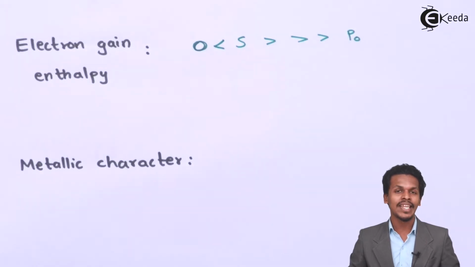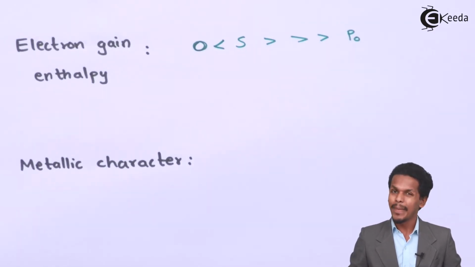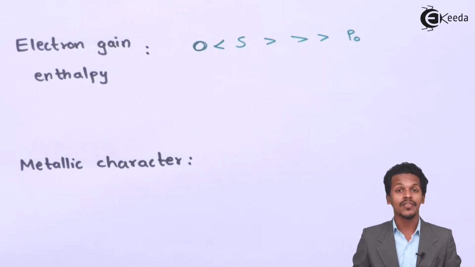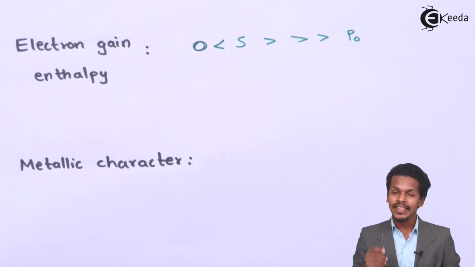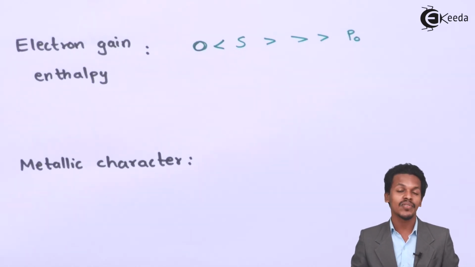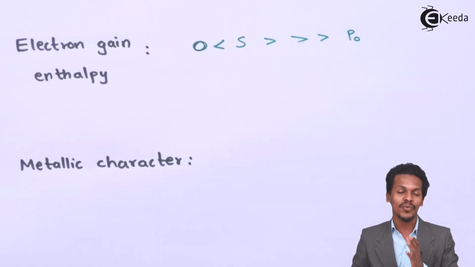Now let me discuss the next point, which is metallic character. Talking about metallic character, oxygen is in a gaseous form while sulfur is in a solid form. But both oxygen and sulfur are non-conductors. Talking about the next elements belonging to group 16, selenium and tellurium are metalloids. And the last one, polonium, is distinctively metallic in nature. So these were the points on metallic character.